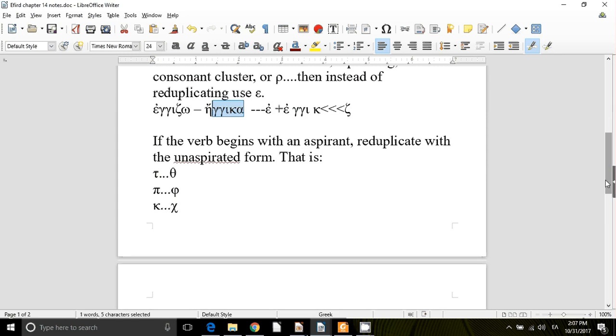All right, furthermore, if the verb begins with an aspirated consonant, like theta, phi, or chi, then we're going to reduplicate with the hard version, with the unaspirated, tau, pi, kappa. And again, there are examples of all this on page 70.